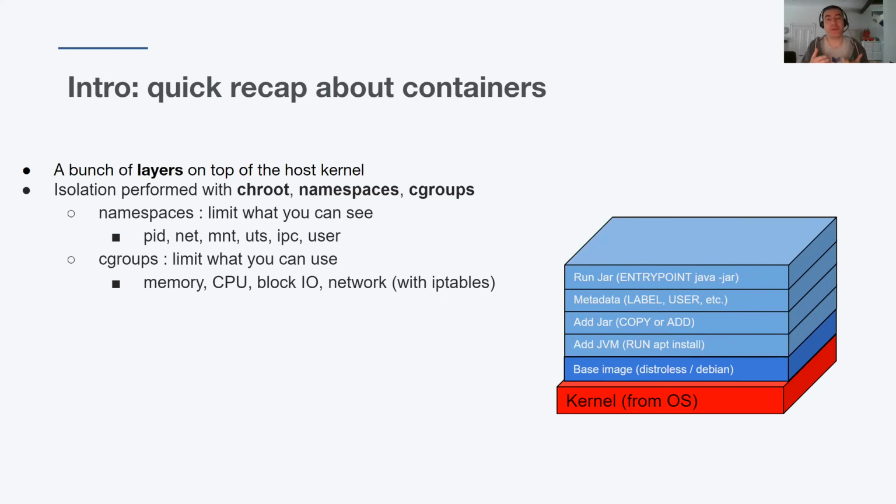Then the user will be able to inherit from this base image and add a JVM, add their own application, probably packaged in a jar, and then add some metadata such as which should be the user to run the process, root or someone else. And then finally, an entry point that will allow the container executor to understand what should be the command to run when the container is started.